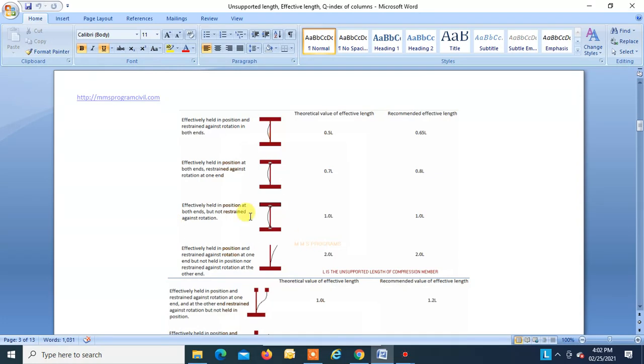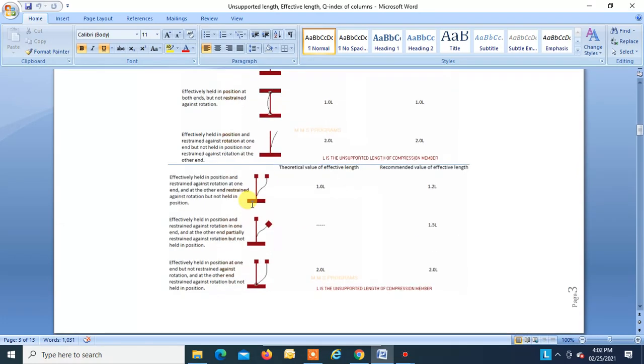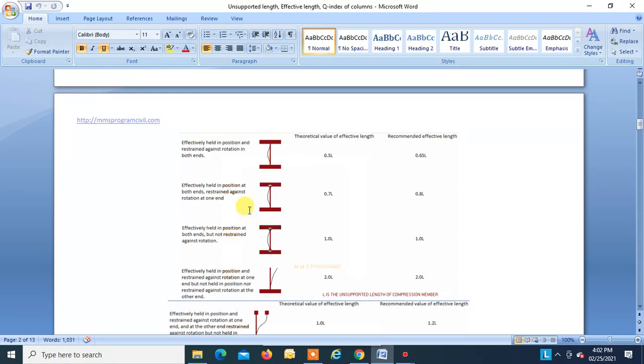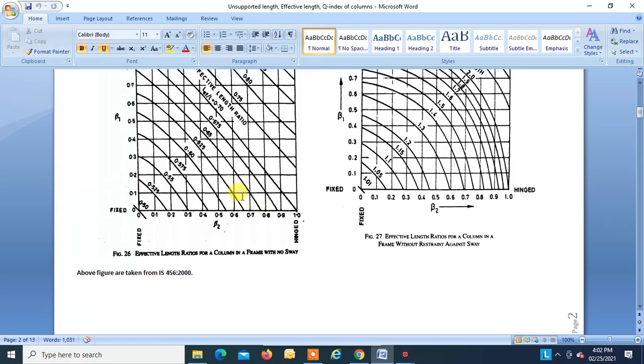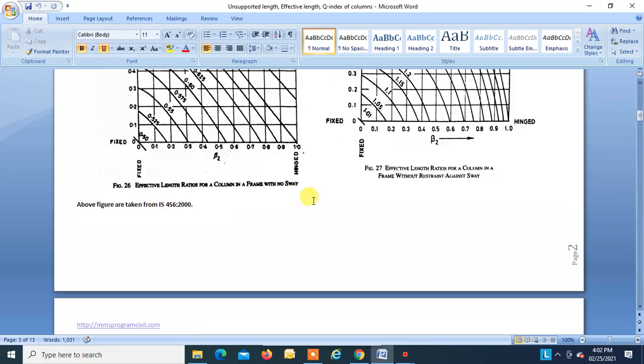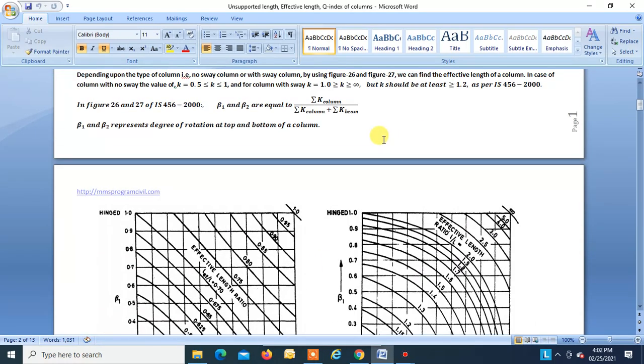So these are the cases for the braced column. These are the cases for unbraced column. The theoretical values for these cases are obtained from this figure, and for unbraced column the theoretical values are obtained from this figure, right.